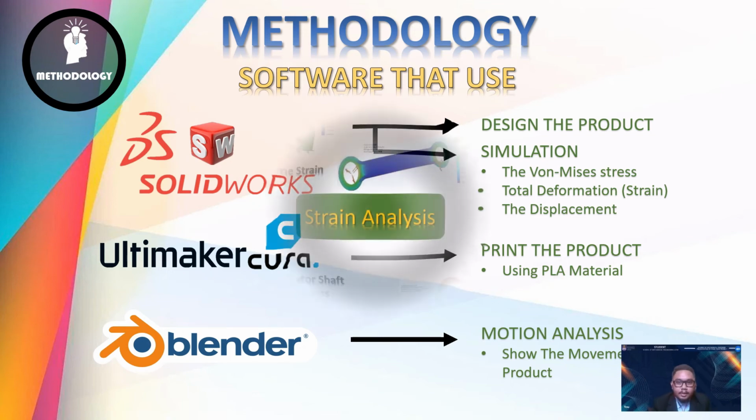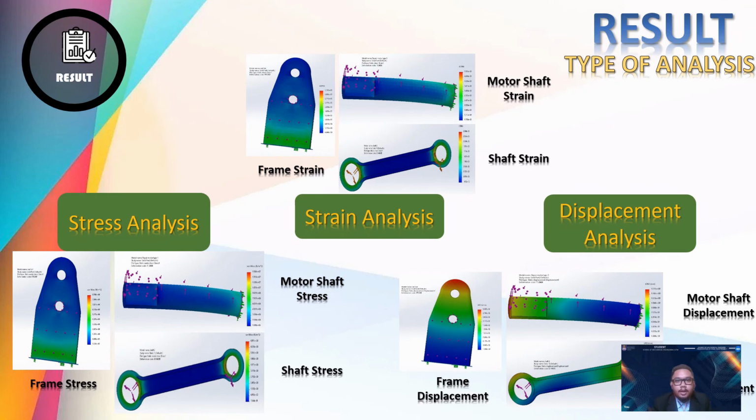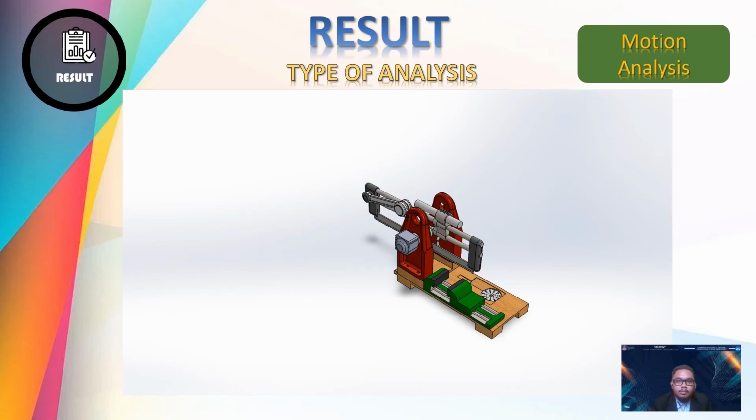Next, it is about the results. There are 4 types that I came up with by doing analysis on the frame, motor shaft, and shaft. First is, as we can see, the von Mises stress analysis. Second is the deformation analysis. And the third is the displacement. And lastly is the motion analysis. Let's take a look at the movement of the product.